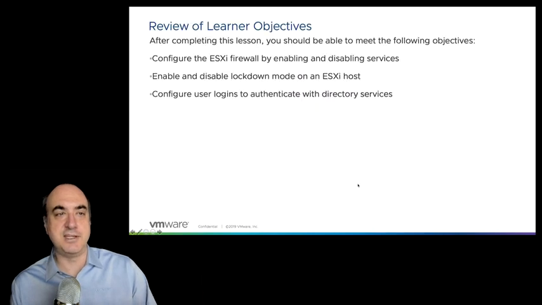So that was a look at the host access control and authorizations. We showed you configuring the ESX server firewall by enabling and disabling services. We showed you enabling and disabling lockdown mode. And we showed configuring user logins to authenticate with Active Directory services by joining an ESXi host to an AD domain. So that ends our lesson.